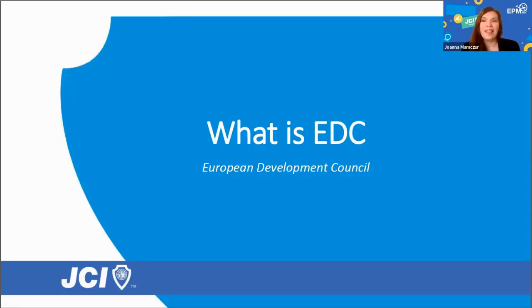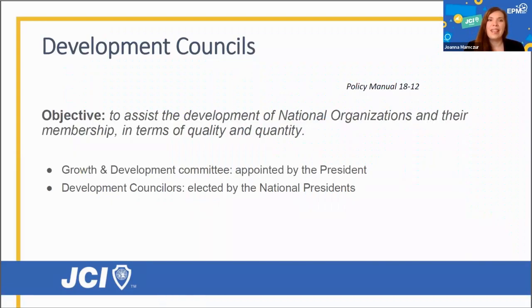What is EDC, European Development Council? It's a part of the structure present globally in JCI, and each area, each region has its own development council that is meant to assist the development of national organizations and their membership. In terms of quantity and quality, the main goal is to assist the growth, the skills boosting, and the ways of attracting new members, candidates, and communicating with partners.